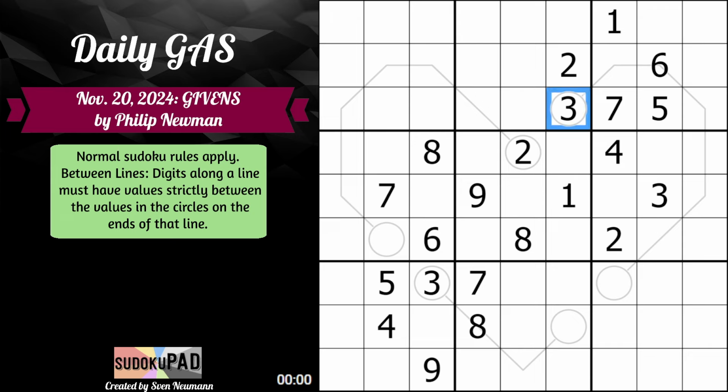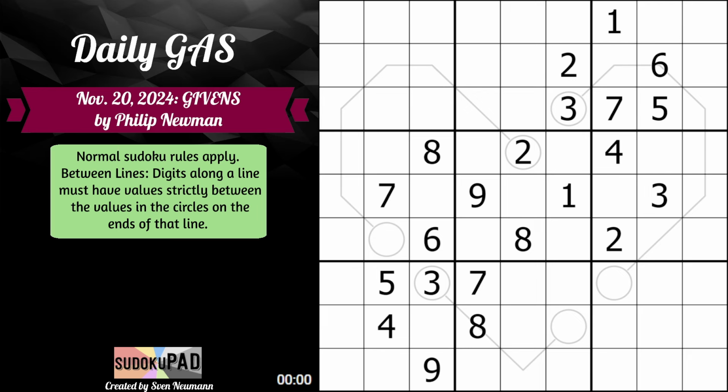Well, we have a 3 here. Let's say, just for ease of use, this is 7. What that means is all the digits that appear on the line must be digits between 3 and 7. So that's 4, 5, and 6. Those are the valid digits. So 1 could never go on this between line because it is not between 3 and 7. So on and so forth for all the between lines throughout the grid here.